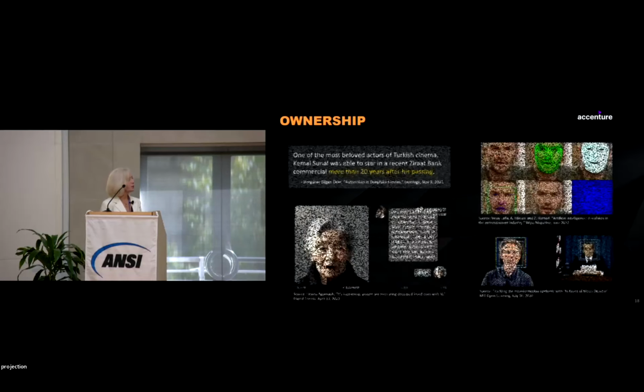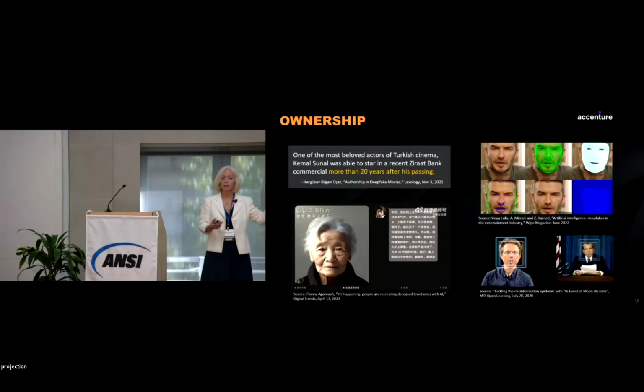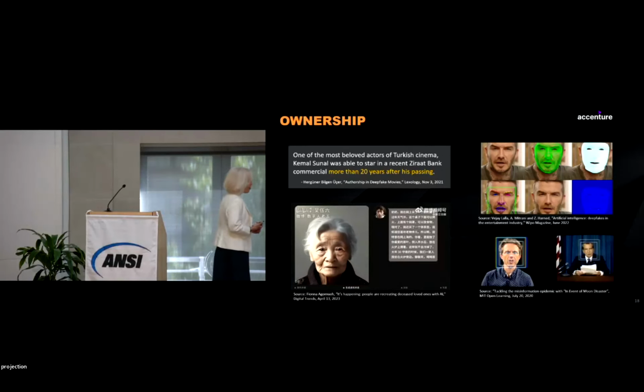So the other thing that I want to talk about, one of the other areas, is ownership. One of the things we're seeing is the creation of digital twins. Bruce Willis did that while he was ill. He created a digital twin of himself that could be used again in production. Tom Hanks has done this too. But what if you didn't authorize it? What if you didn't create this high quality digital twin? Just like our Turkish actor Kemal Sunal, his estate did this, not him, because he was dead for 20 years. He was in a banking commercial. I don't know if that's how he would like to be remembered.